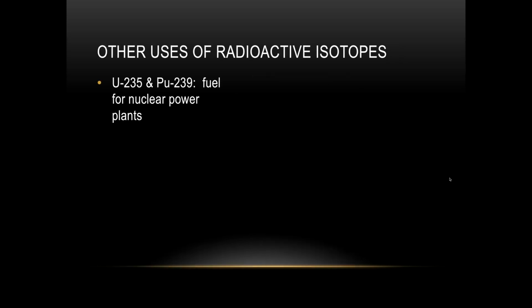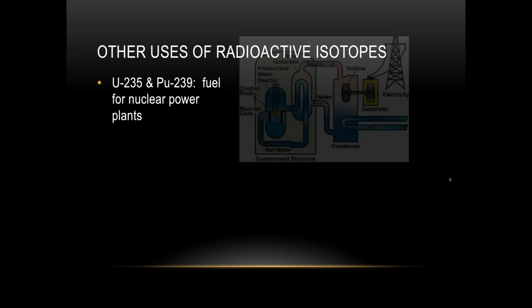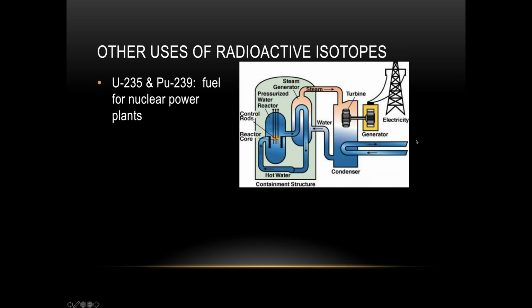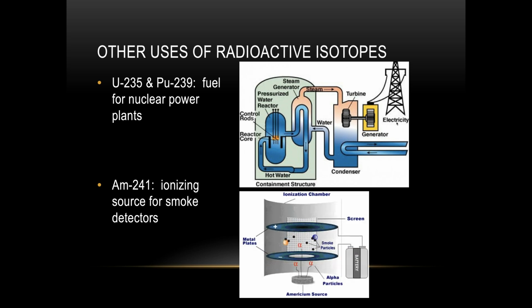Additional uses would include the use of uranium and plutonium isotopes for fuel for nuclear power plants. This is where the fuel rods would go inside the reactor core. More about this at the end of the unit. Americium-241 is the source of ionizing radiation for smoke detectors.